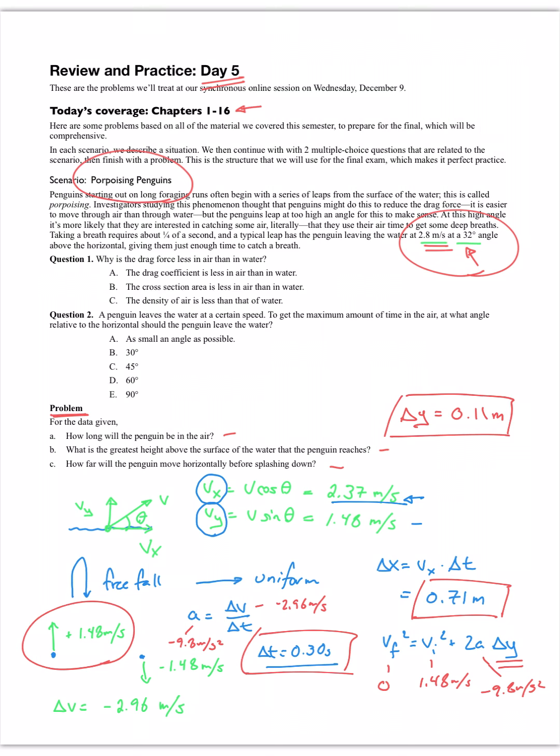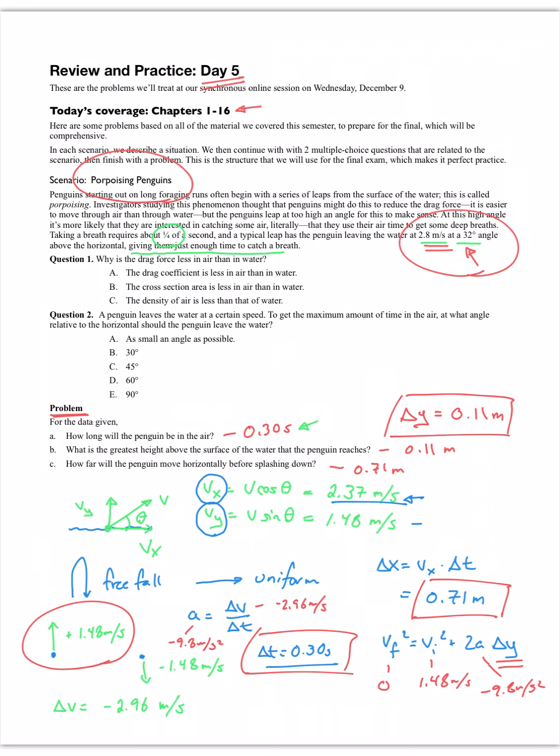So how long will the penguin be in the air? 0.30 seconds. How high will it go? 0.11 meters. How far will it go? 0.71 meters. And here's a quick assessment. We were told in the problem that the penguin has just enough time to catch a breath. Now, it takes the penguin a quarter of a second to catch a breath. The time that we have here is 0.30 seconds, just a little bit more than a quarter of a second. And so everything seems good.